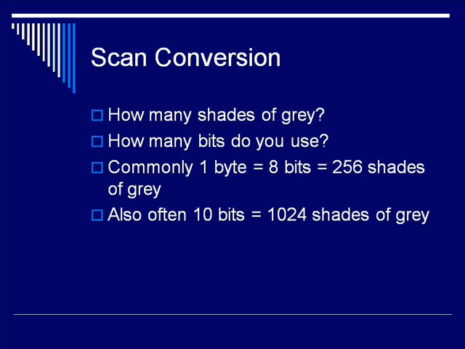So how many shades of gray do we need to use? This is really the same question as asking how many bits are we going to use to store each pixel? Well, one common way is to use 1 byte. Remember, 1 byte is 8 bits. And remember, the amount that you can store in a given number of bits is 2 to the power of that number. Well, 2 to the power of 8 gives us 256 shades of gray that we can use. Another common unit of storage is 10 bits per pixel, which gives us 1024 shades of gray.